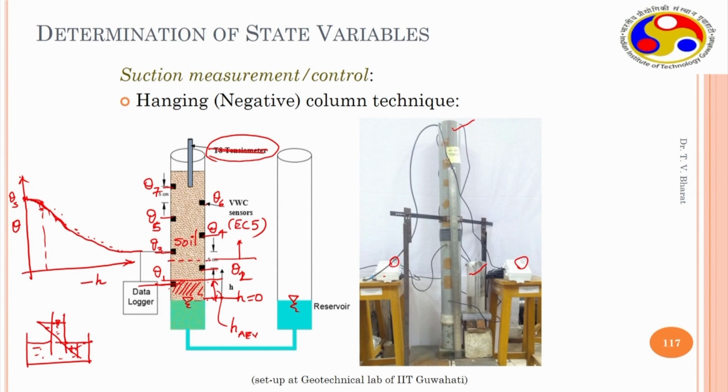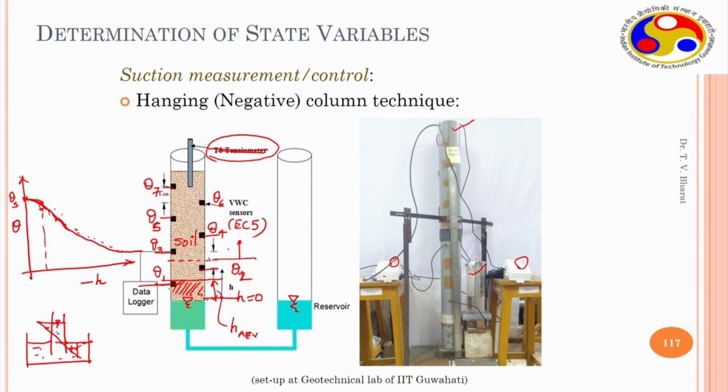Otherwise, if you have a fine grained soil, when you compact, as we have seen, the capillary rise takes place to very high values of height. So, therefore, it is not possible to conduct the tests by considering such columns. So, this hanging column method is a wonderful technique for establishing the soil water characteristic curve accurately for coarse grained soils.